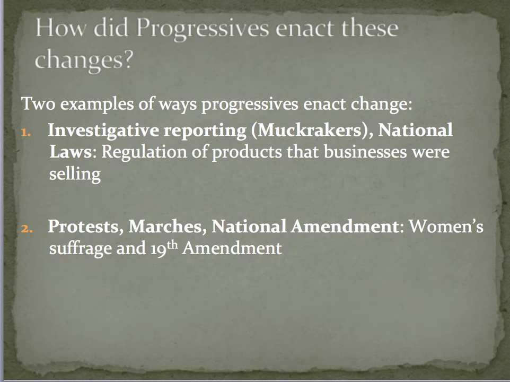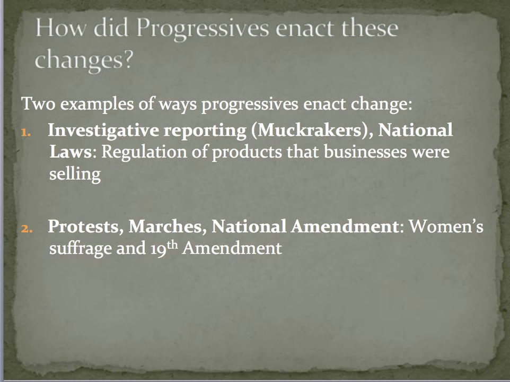So what did they do to enact these changes? Well, these changes took place in a variety of ways, but some of the strategies that we'll talk about will be the investigative reporting by the muckrakers, where they really put that information out there, like The Jungle with Upton Sinclair. We also had laws. They were pushing for laws, and that's an action that people could take. And they were looking at the regulation of products and businesses.